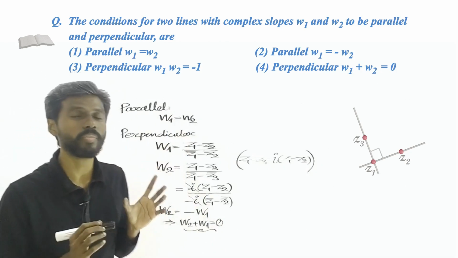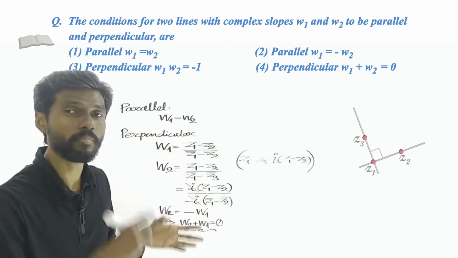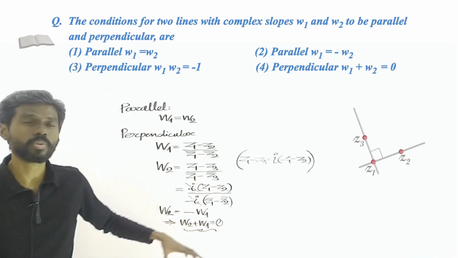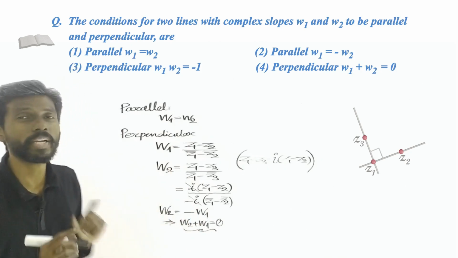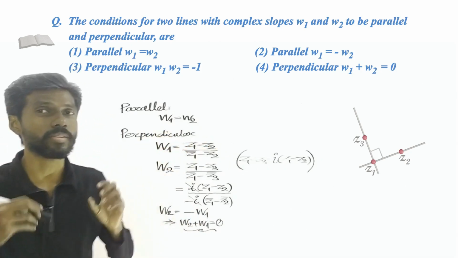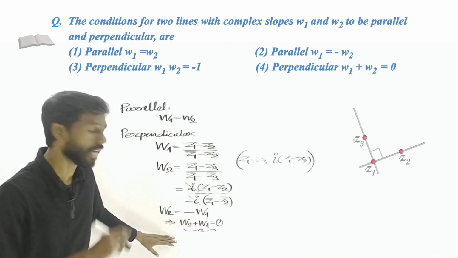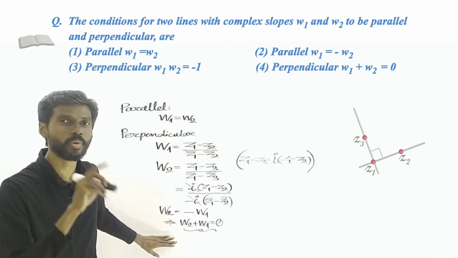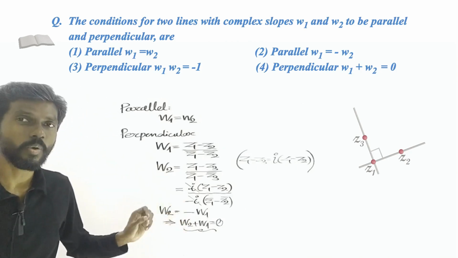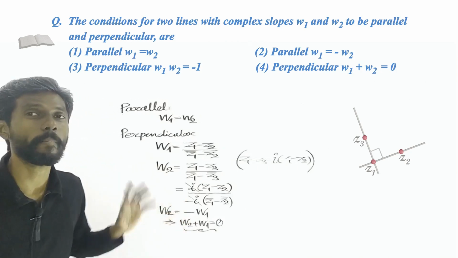In real slope, we have the product minus 1, right? m1 m2 equals minus 1. But for complex slopes, the sum of the two slopes equals 0 for perpendicular lines. Parallel lines have equal slope, perpendicular lines have the sum 0. Okay, yes. So here the idea is different, nothing to do with the real slope m1 and m2. So this is entirely different. So w1 plus w2 is 0 for the two lines to be perpendicular. Okay.